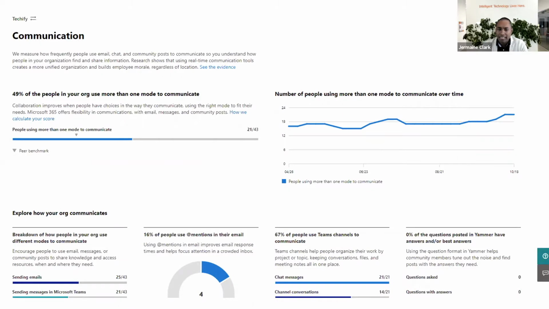The primary insight that we're looking at here is, well, how frequently do people in your organization use email, chat, and post things in a community forum when they communicate? Because when they use a lot of real-time communication tools, they're able to choose whichever mode of communication is best suited to that person. So if we were to look at the base of this slide here that we have up, you can see that 16% of the people use an @ mention in their email.